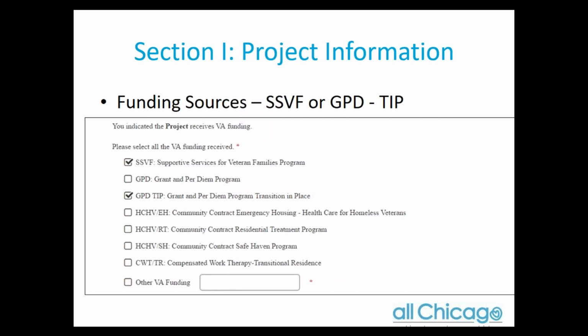And then you'll get an additional question that pops up. So you'll have to indicate whether you receive SSVF funding or GPD TIP funding. Be sure to click on the appropriate funding source for your program. Again, if you're unsure, make sure you check in with someone at your agency just to make sure that we're categorizing your funding source accurately.